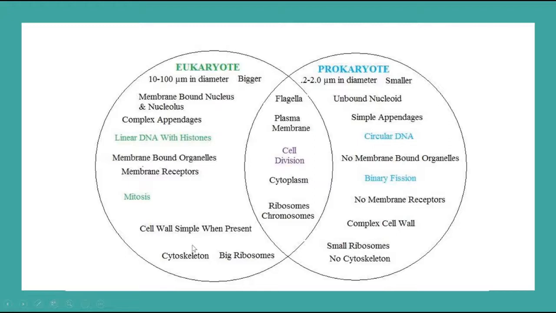Cell wall is present in plant cells, whereas absent in animal cells. So it is complex. This one is complex peptidoglycan. We have learned that it's a complex cell wall for prokaryotes. Cytoskeleton and big ribosomes are there for eukaryotes, but the ribosomes are very small for prokaryotic cells.